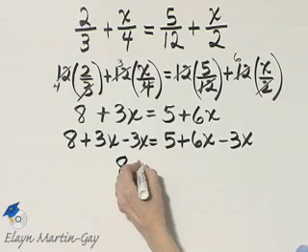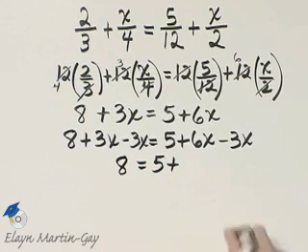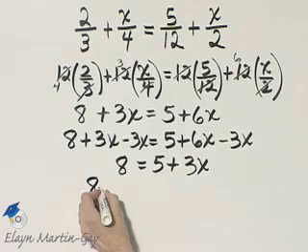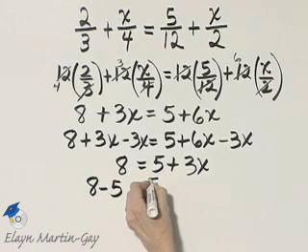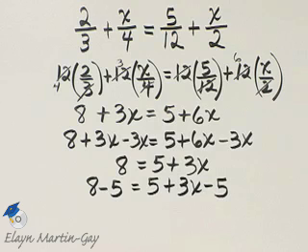On the left side I have 8. On the right side I have 5 plus 6x minus 3x, which is 3x. Now I'll subtract 5 from both sides. So on the left side I'll subtract 5. The right side I must also subtract that same amount.